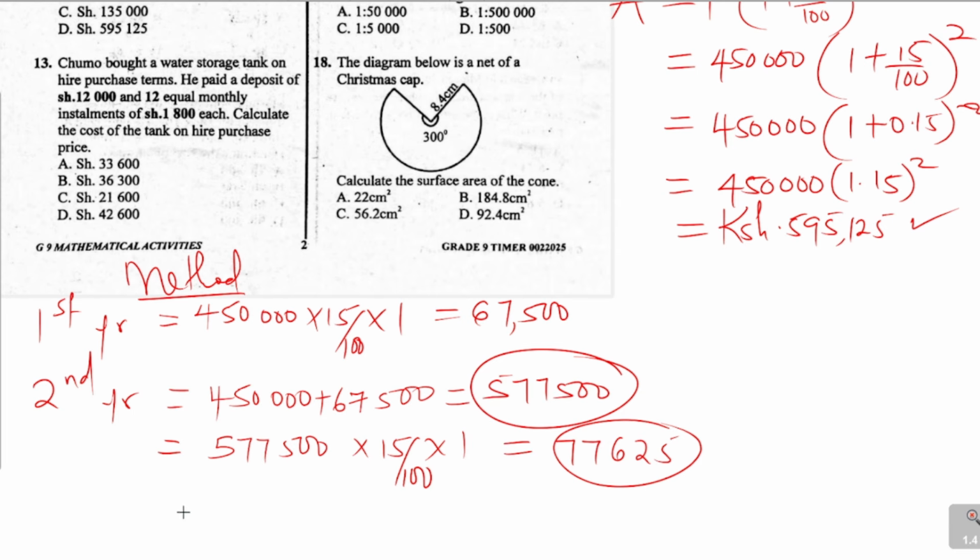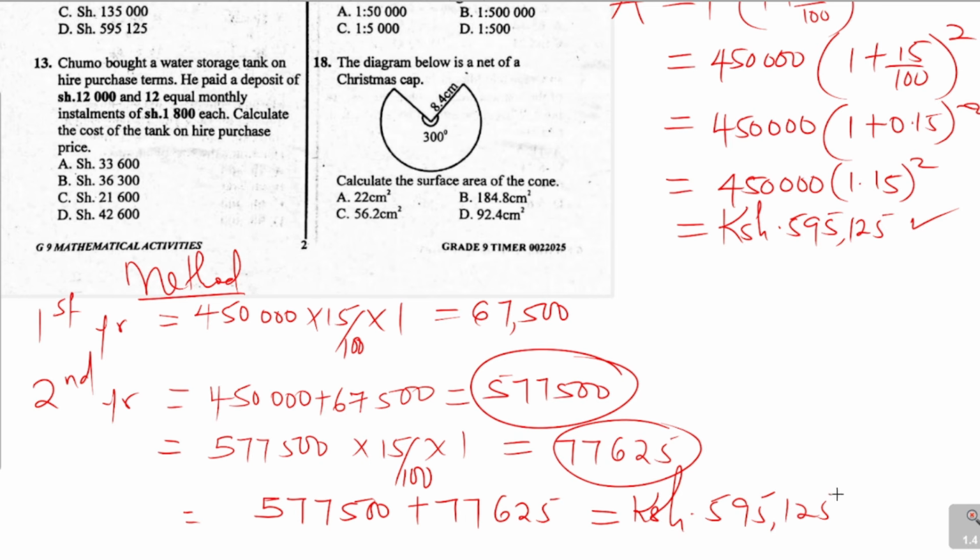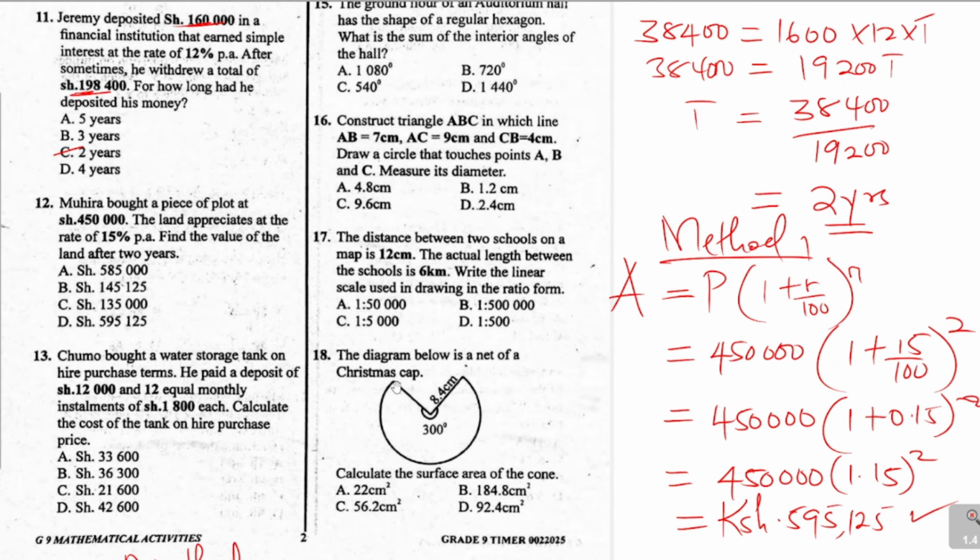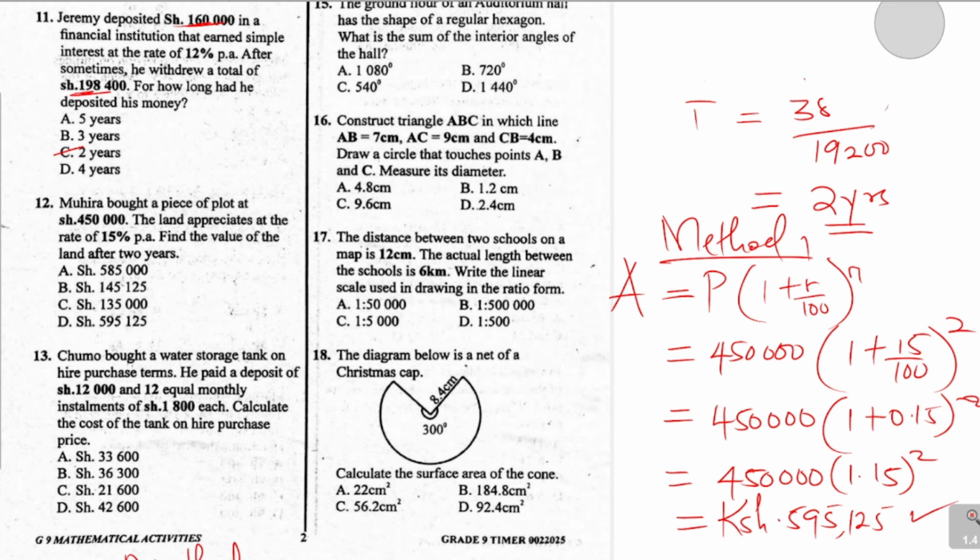So now the final amount after 2 years will be 577,500 plus 77,625. And this will give the same amount we got, 585,125. So those are the two ways you can use to solve that question. So now we can go to question 13.